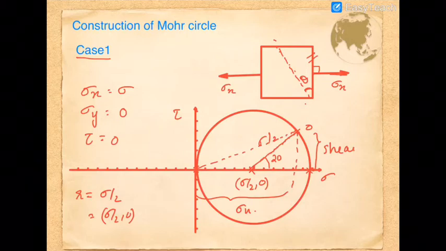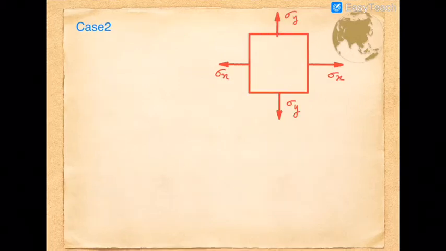So in order to find out the normal stress acting on this particular plane, you have to construct a 2 theta angle, complete this and find out the point O, then connect it with the origin. So I just denote this O dash. The corresponding horizontal coordinate of this point O dash gives the normal stress acting on the plane, and the vertical coordinate gives the shear stress acting on that particular plane.